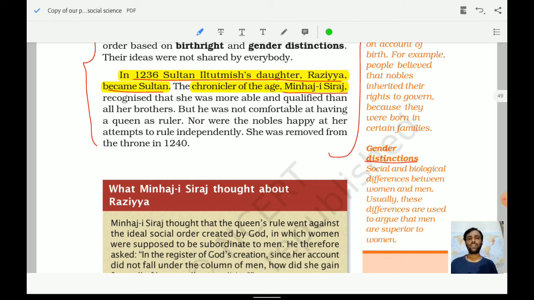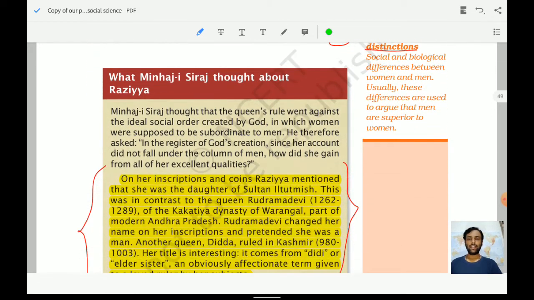Later she was also killed when she was returning from the northwestern sector, moving from the Punjab sector. She was killed somewhere near Delhi in the jungles, right? So let us understand other things. What Minhaj-e-Siraj thought about Razia.